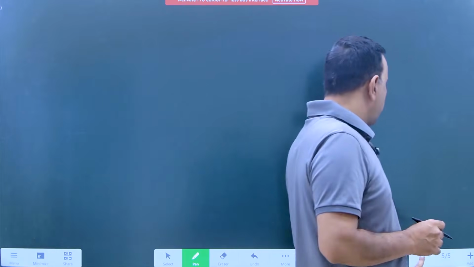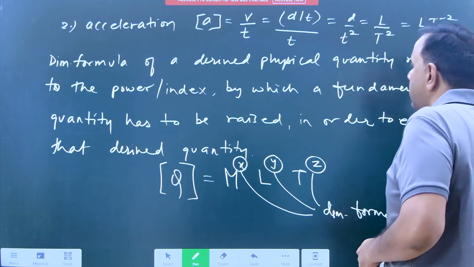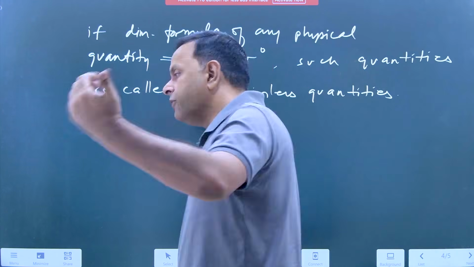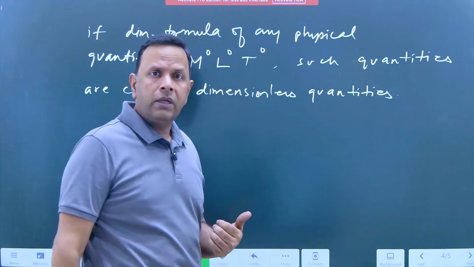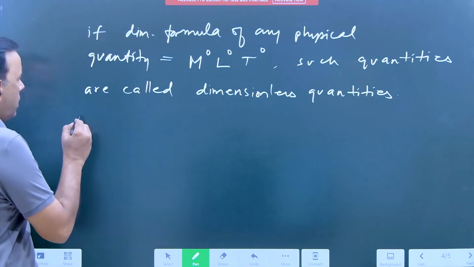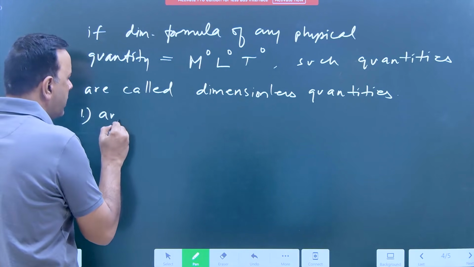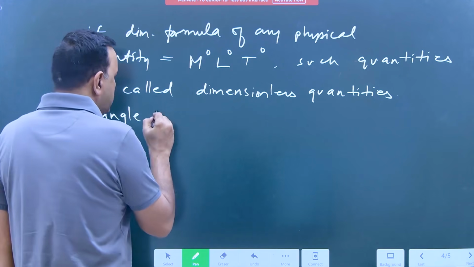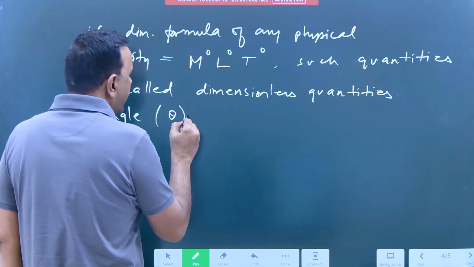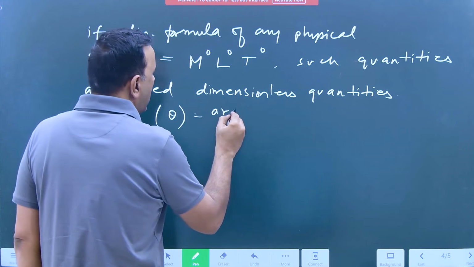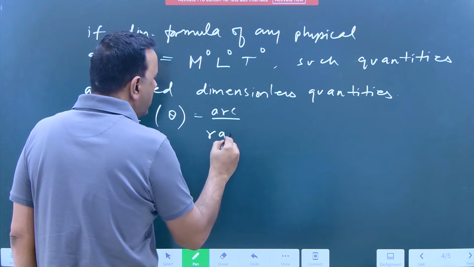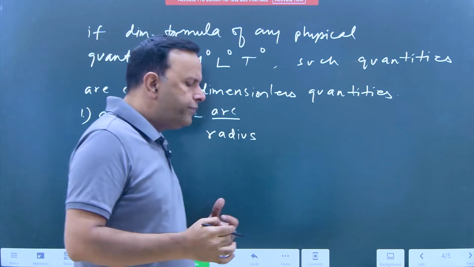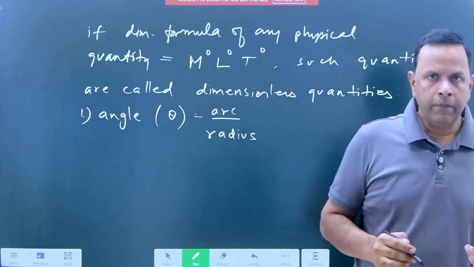Well, we were talking about dimensionless quantities. So let's take a few examples of dimensionless quantities. Number one, angle. If you remember, yesterday we defined the angle as arc upon radius, right?